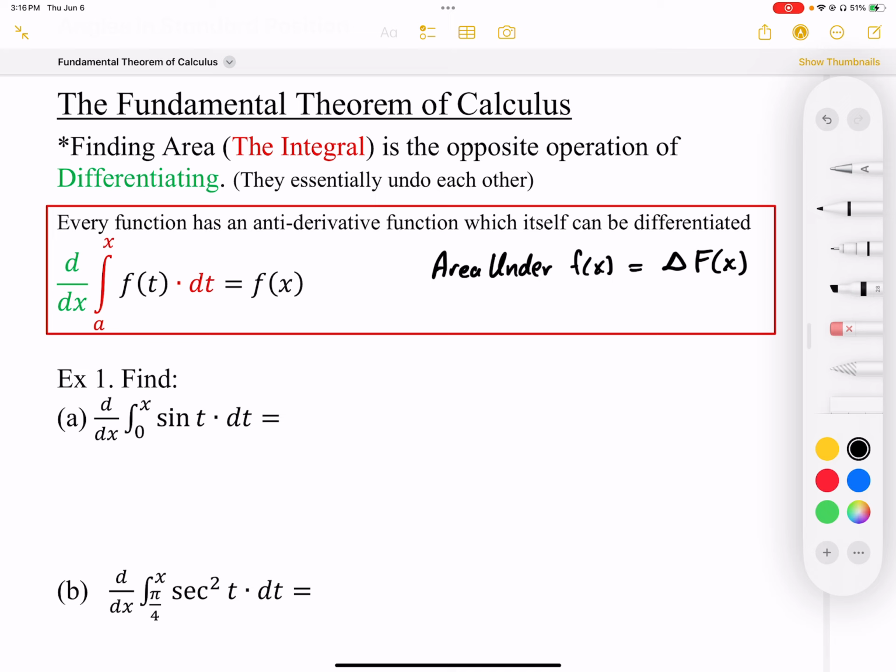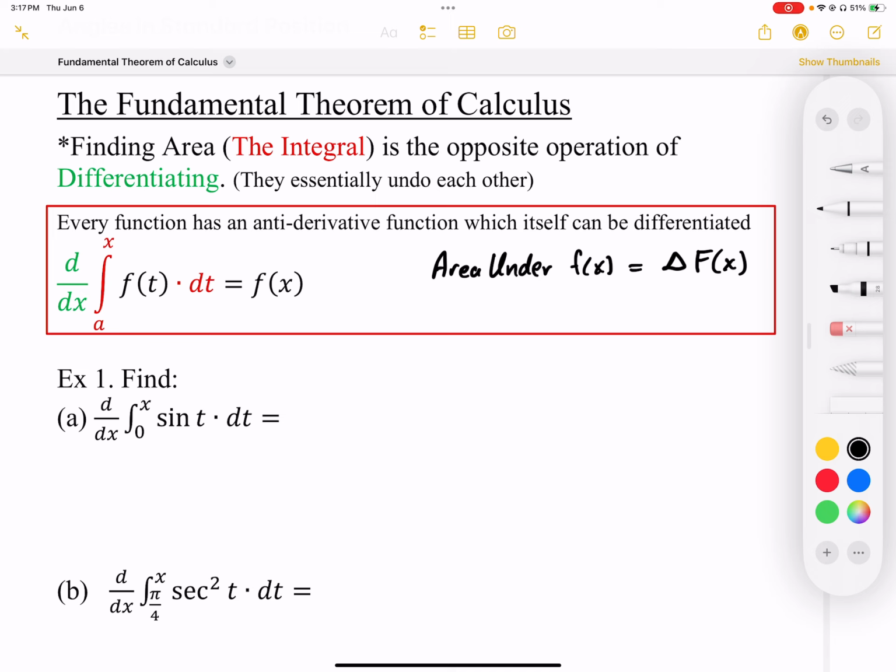Okay, so the area under F, and we need some bounds here. So the area under F between A and B is going to be the displacement on the big F, or antiderivative function, from A to B. So these are kind of the main ideas of the fundamental theorem of calculus, those two parts.